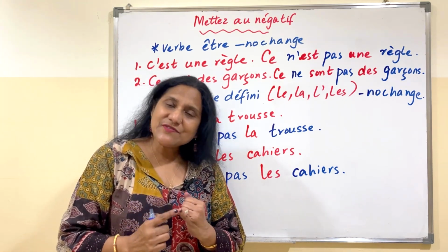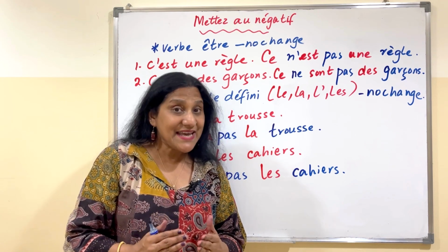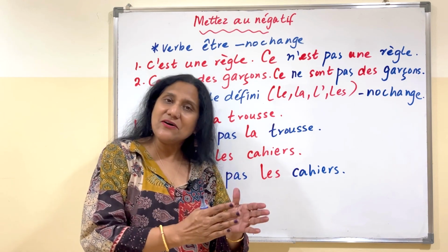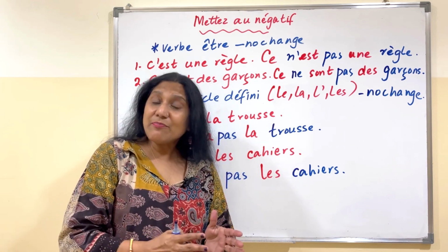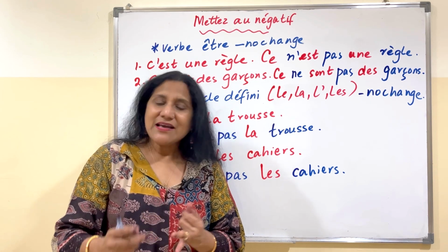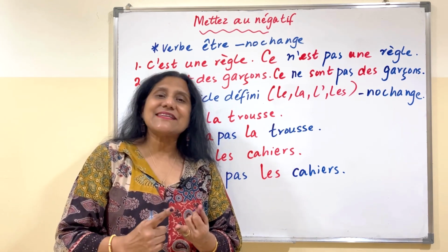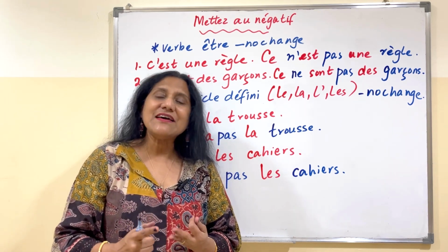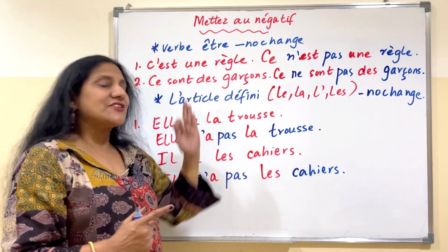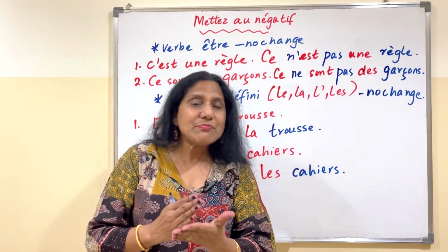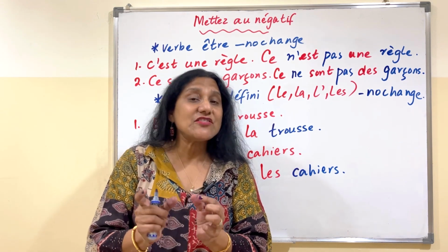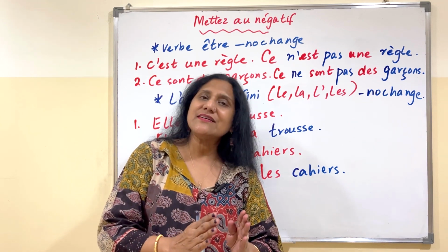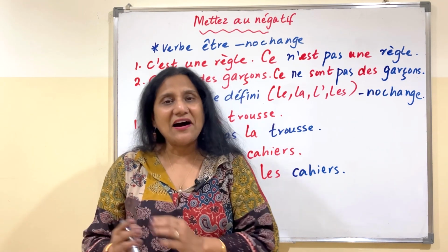So, this was a quick recap on mettez au négatif. We saw that to change a sentence into negative, we need to write ne plus verb plus pas, n apostrophe plus verb plus pas. When we have indefinite articles like un, une, des, they change to de or d apostrophe in negative. When we have the verb être, it doesn't change. The most important thing is to be able to identify the verb. First identify the verb and then place ne before it or n apostrophe before it and pas after it.